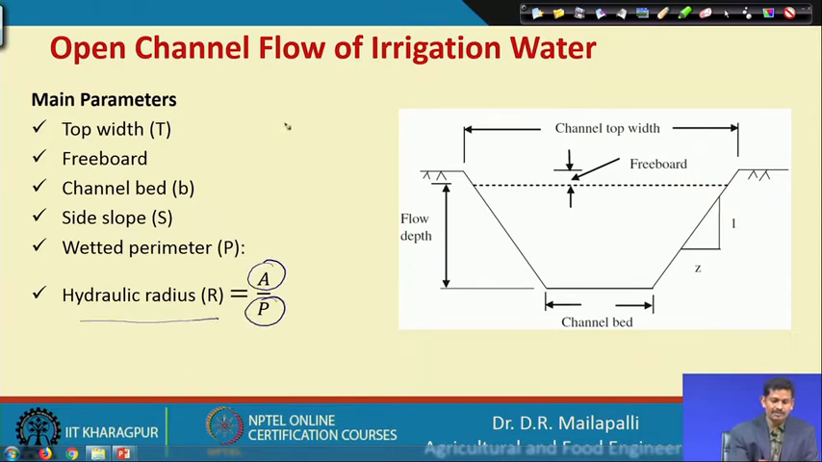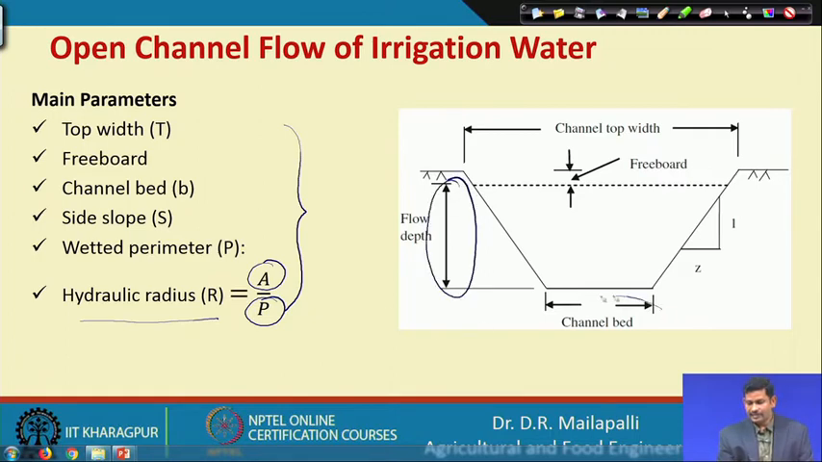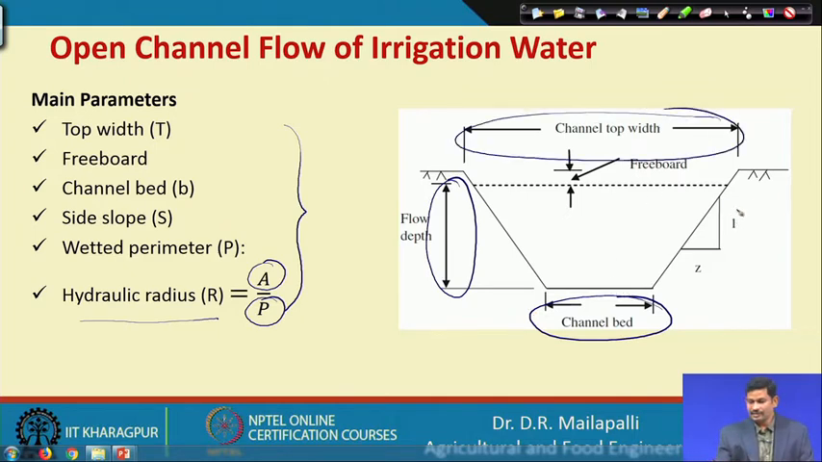So, these components we are mainly focusing on in the design of an irrigation channel. This picture clearly shows the flow depth, the channel bed and the channel top. Then this is the slope, with its vertical and horizontal components. There is a freeboard, which is a factor of safety, so you need to maintain the freeboard for each irrigation channel.